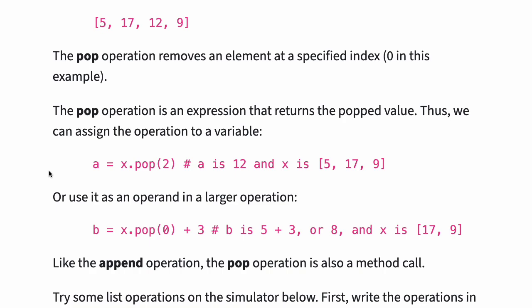Thus, we can assign the operation to a variable as follows. Here we pop x at index 2. Then, variable a is 12, and x is [5, 17, 9].